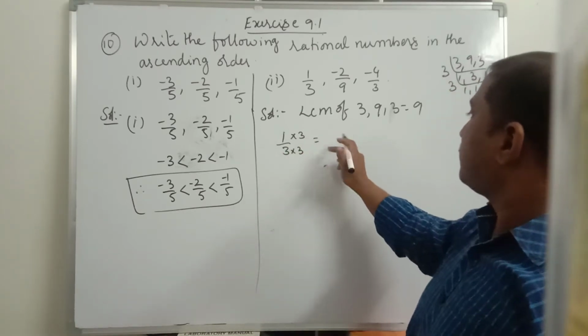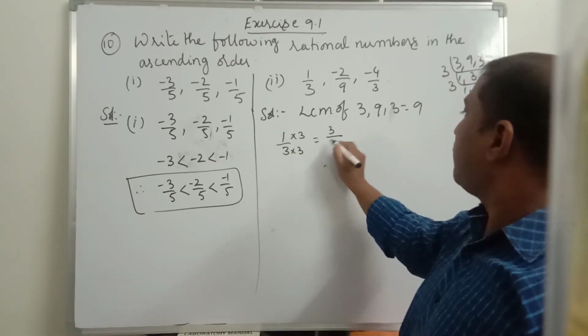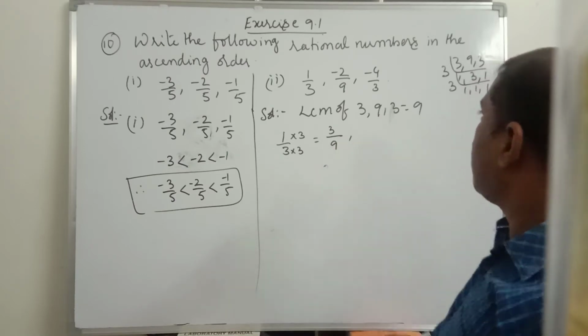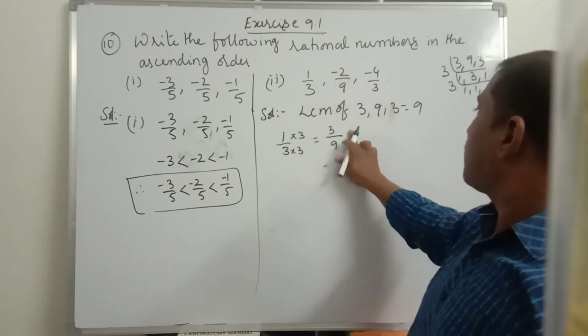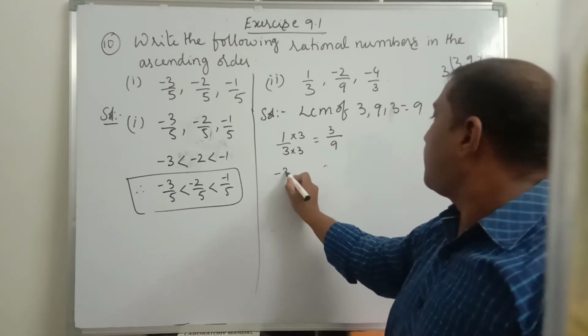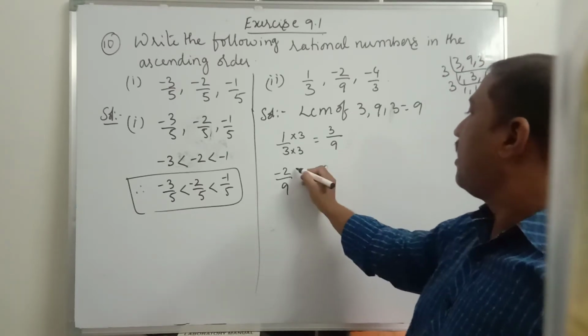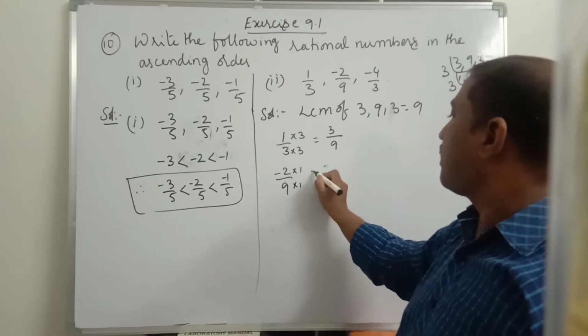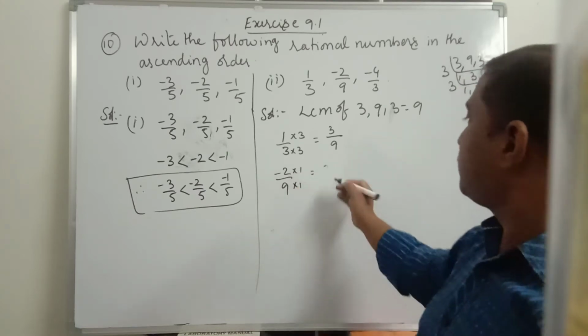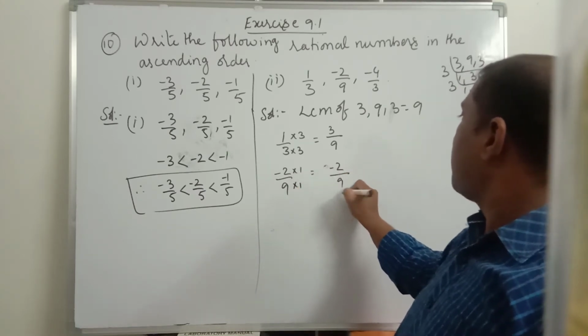1 into 3 is 3, divided by 3 into 3 is 9. So 3 by 9. Next, the second rational number, what is it? Minus 2 by 9. To get the same denominator 9, it is already there with the denominator 9, so multiply with 1, we get minus 2 divided by 9.